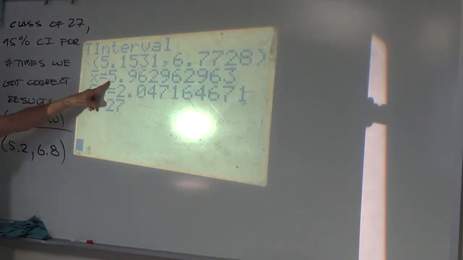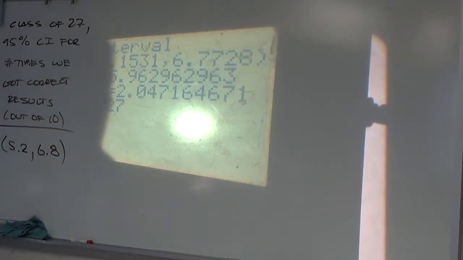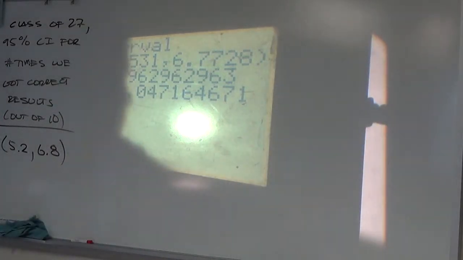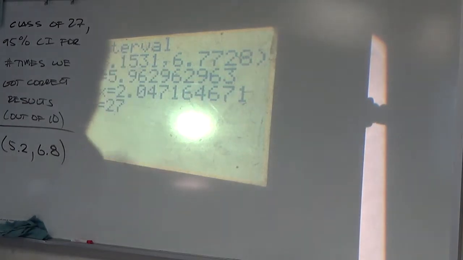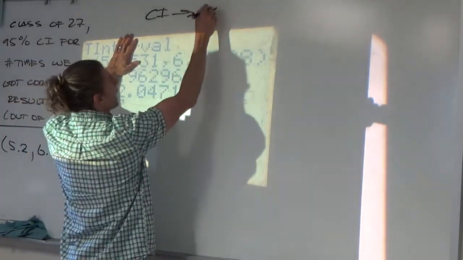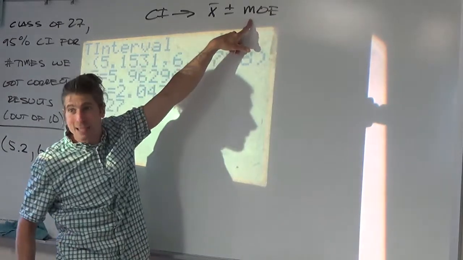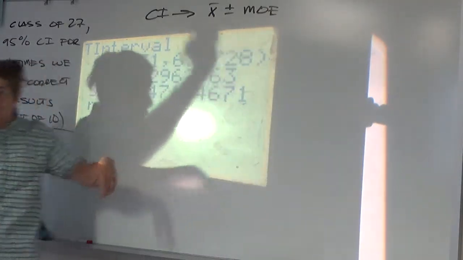Your average is about 6, and that average is in the middle of this interval. You have to remember, and when I say remember, I don't mean this formula I'm about to write on the board. But remember how it's calculated. The confidence interval is X bar plus or minus the margin of error. That margin of error has a formula: T times S over root N.